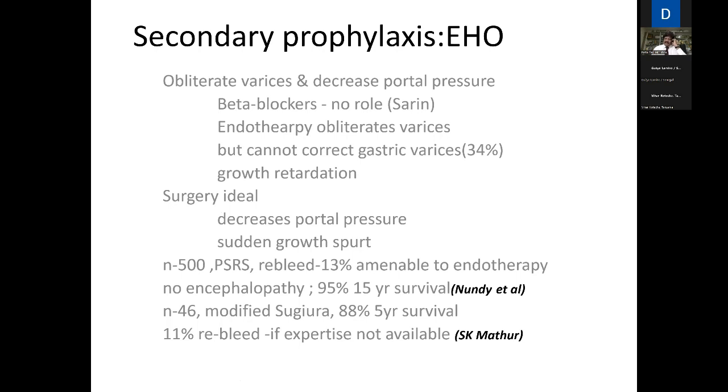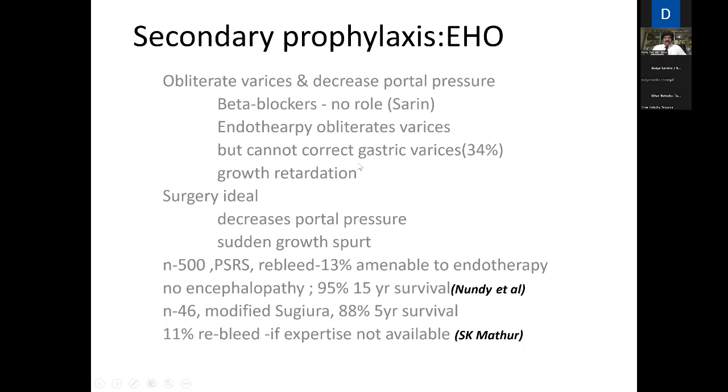Now, there is something called secondary prophylaxis in patients who come with upper GI bleeding in a non-cirrhotic patient. In EHO, one needs to obliterate varices and decrease portal pressure. The obliteration of varices is done by endotherapy, and the pressures are decreased by beta blockers, but endotherapy of the lower esophageal varices and beta blockers cannot correct gastric varices. When you do endotherapy for patients with portal hypertension, it will push the varices from the lower esophagus to the proximal stomach, and when gastric varices bleed, it is difficult to treat them.